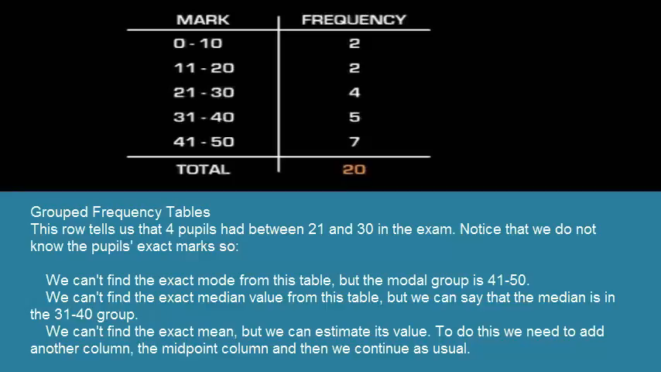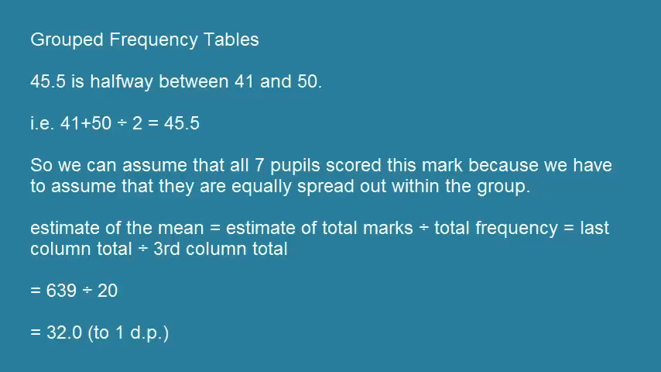To do this, we need to add another column, the midpoint column, and then we continue as usual. 45.5 is halfway between 41 and 50. That is 41 plus 50 over 2, which equals 45.5. So we can assume that all 7 pupils scored this mark, because we have to assume that they are equally spread out within the group.